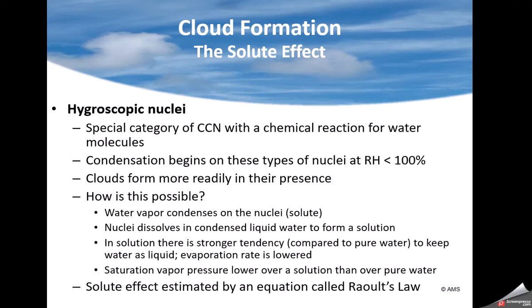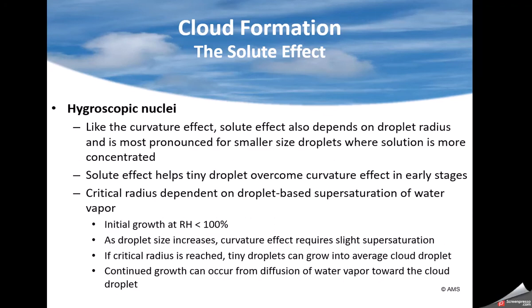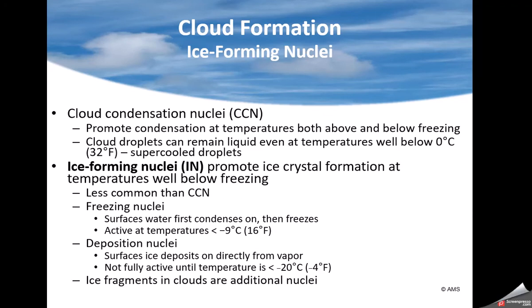In other words, if we cleaned up the air perfectly and you had nothing in the air whatsoever, no dust particles, no air particles, it would literally take 300% relative humidity in order to get a cloud to form. But we do have particles in the air. In the Midwest, a lot of it's dust; closer to the ocean, some of it's salt. Both are effective means of getting the solute effect to work, and you wind up with cloud droplets.